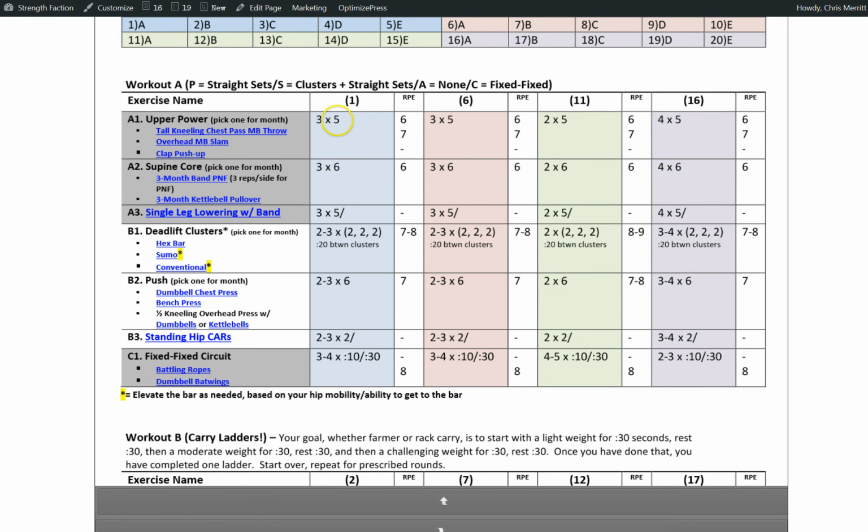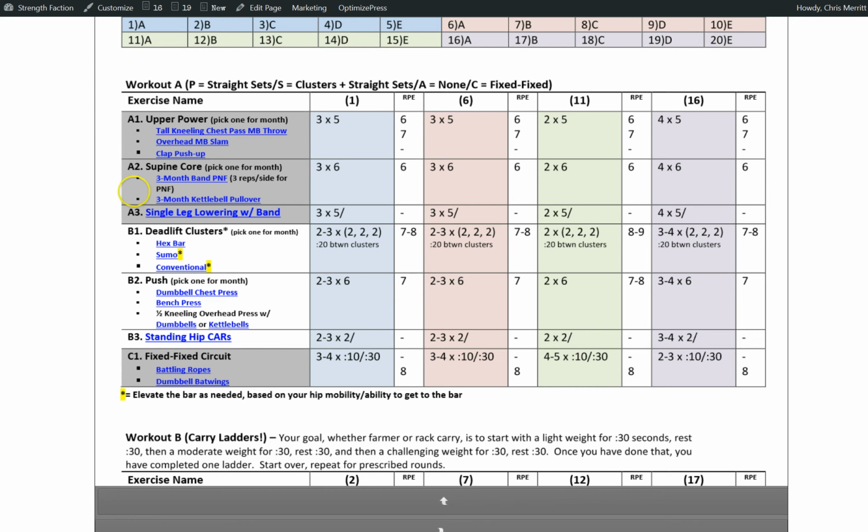Going to the right, it says that you have 3 sets of 5. Then you would go down, supine core, you would pick whichever one you're going to do. You would have 3 sets of 6. And then number 3, single leg lowering with band. You would do 3 sets of 5 per side. So we have this gray, which is then followed by white, which is followed by gray again. We just do that so that your eyes can see what's paired together.